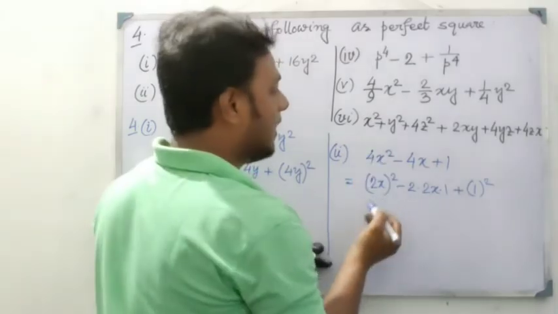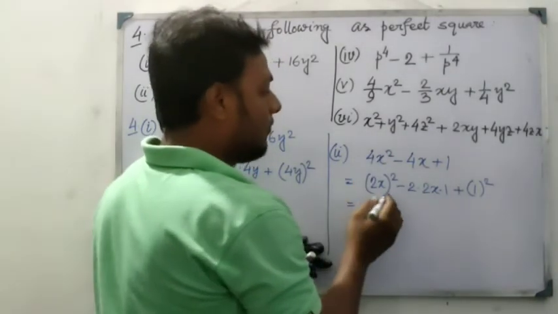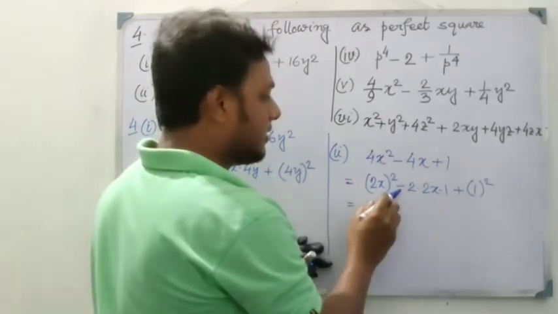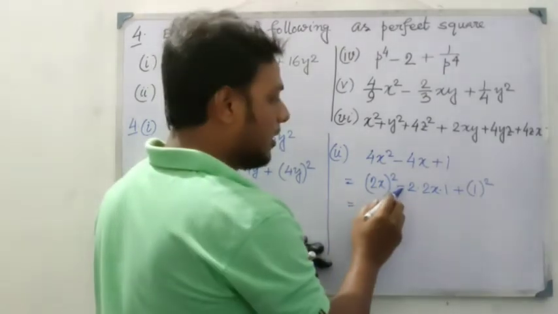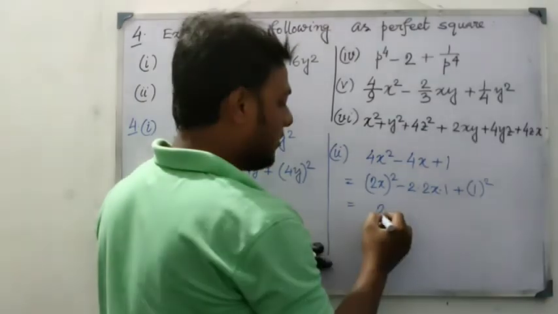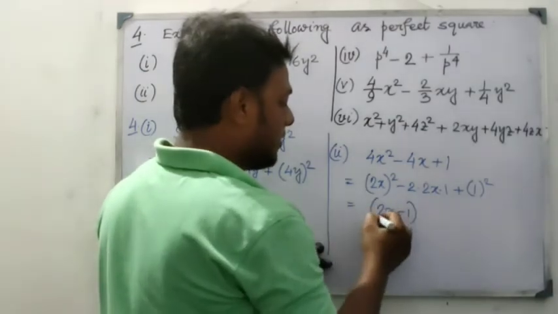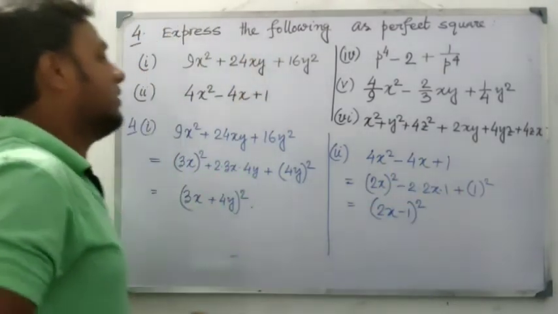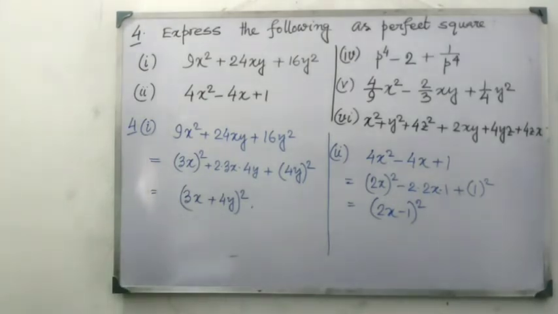See, this line and this line are identical, but ultimately we have framed a square minus 2a into b plus b square, so this is nothing but a minus b whole square. So this is the conversion, let's complete it. Clear?